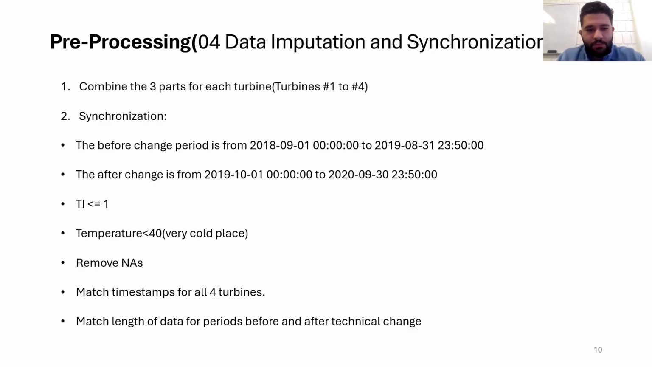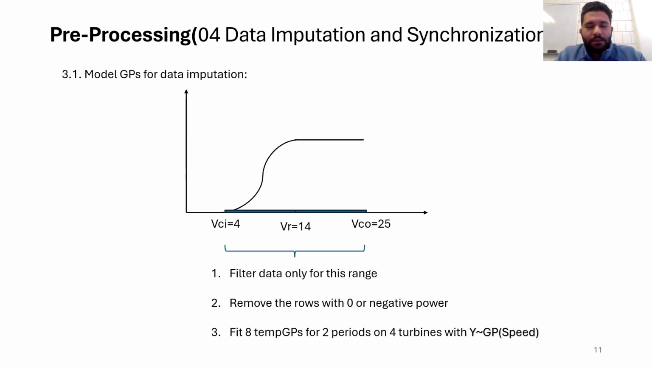The reason for this part is that they will do energy decomposition, and energy is highly related to time. So if the length of data is higher for one period, it's probably going to have higher energy production. That's why they match it. Then the next step is data imputation, for actually replacing the missing or not valid values of power.